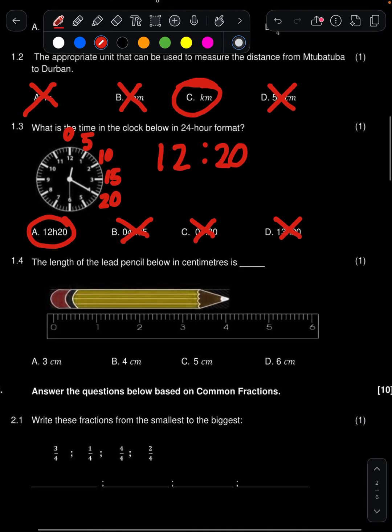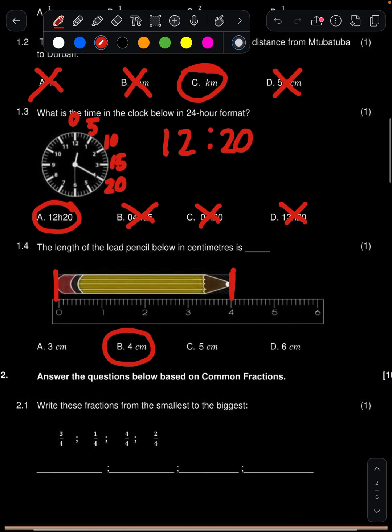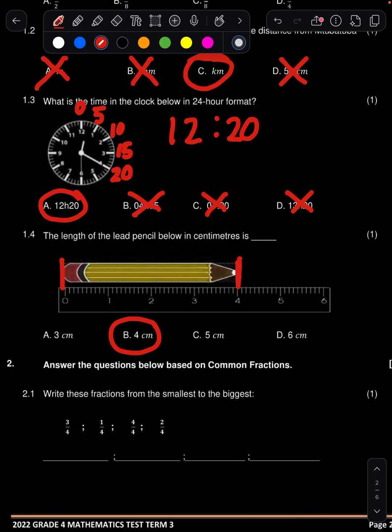Question 1.4. The length of the lead pencil below in centimeters is. So all you need to do is check. It starts at the 0 and it ends here at the 4. So that is 4 centimeters. And that is all of our multiple choice questions. So next we can get into questions where we need to show our workings a little bit more.